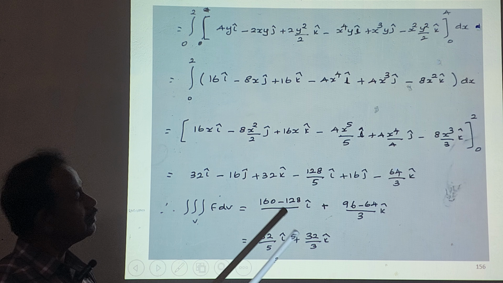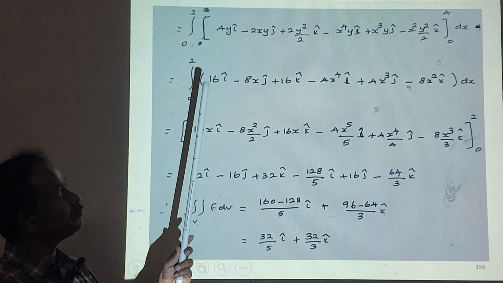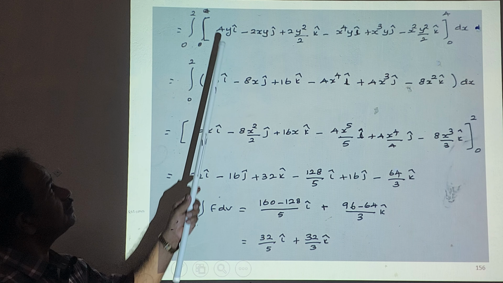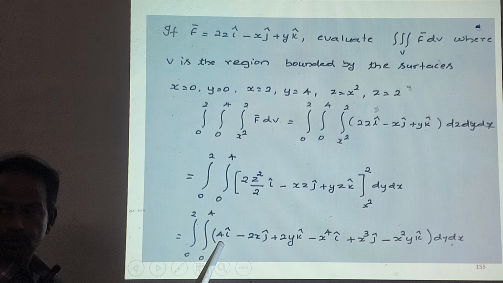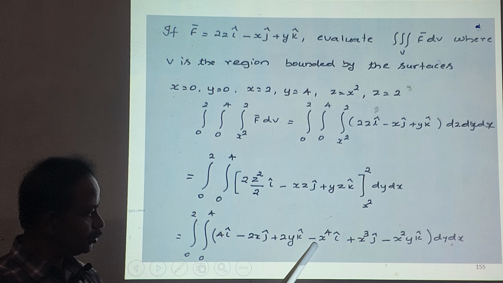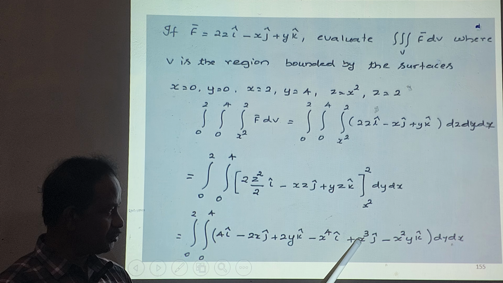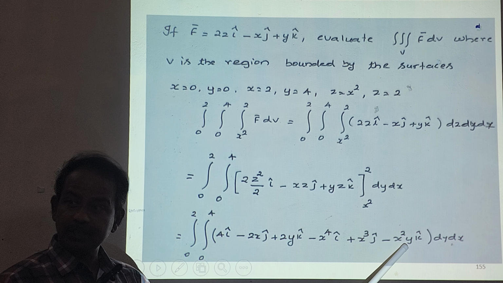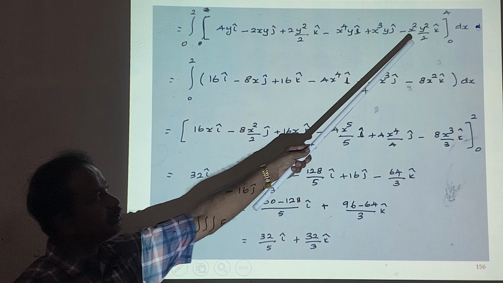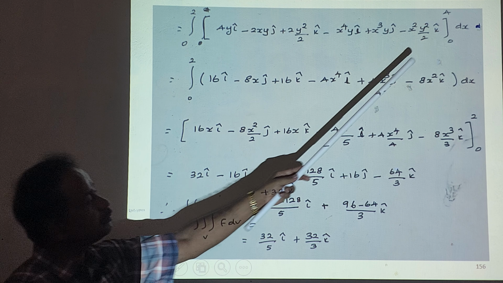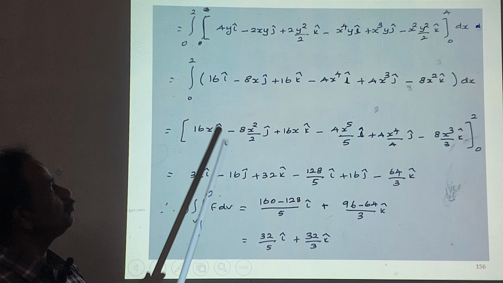Now we can integrate with respect to y. So that will give us, see here, 4y. This will become 2xy. This will become y squared by 2. x times 4y becomes x cube y. This becomes x squared, already y is set. So y squared by 2. Is it okay? Simple.